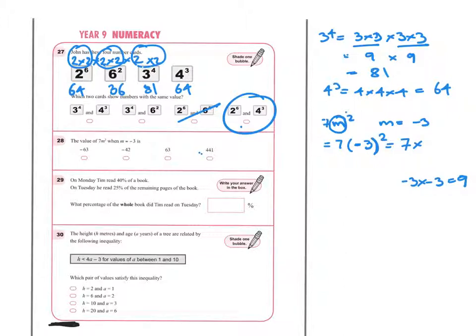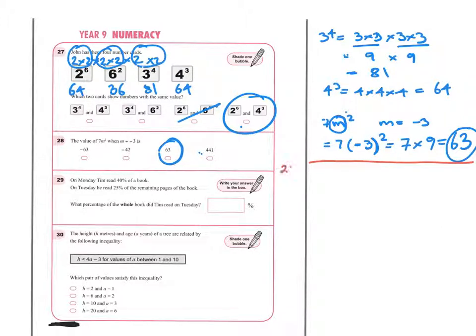So 7 times 9 is equal to what? 63? Yep, yes, you are correct. Do we have that answer? Yes, we do. So it is equal to 63. Next question. So let's get rid of this first. I'm just going to draw a line here. So we're going to go with question 29 now.